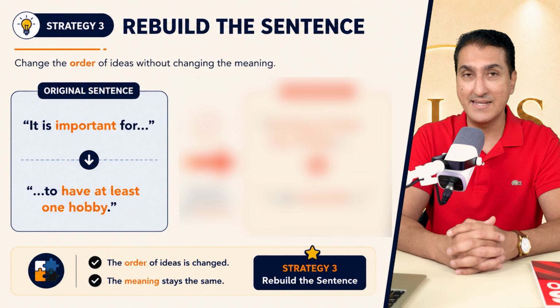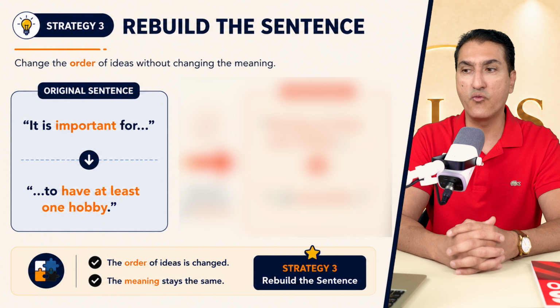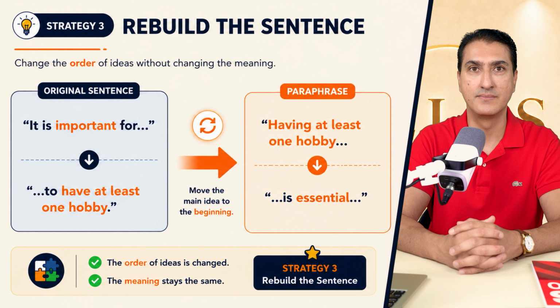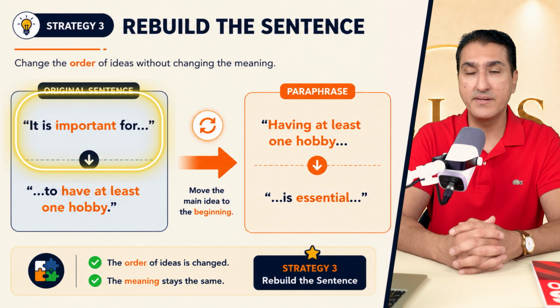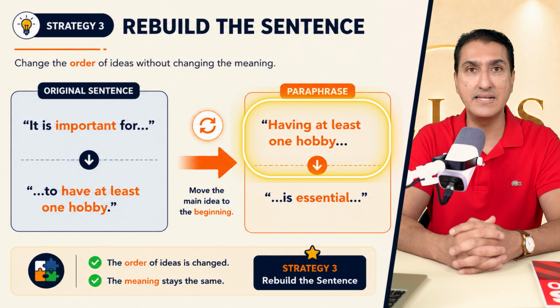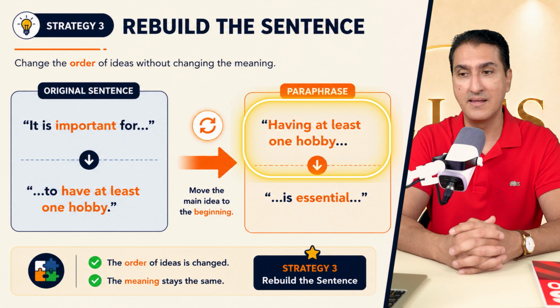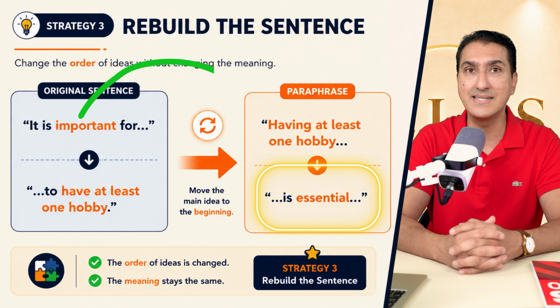Look at the original sentence carefully. It begins with, "It is important for." Then, at the end of the sentence, we see the main idea, to have at least one hobby. Now, look at my paraphrase. Instead of beginning with, "It is important for," I started with the main idea, having at least one hobby. Then, I expressed the idea of importance by saying is essential.